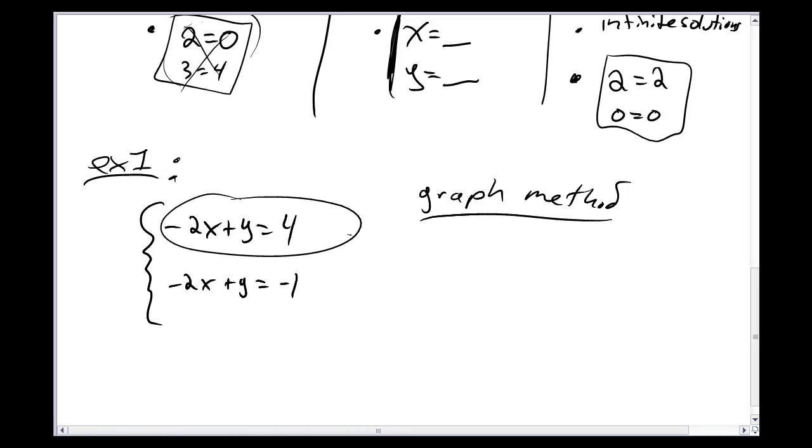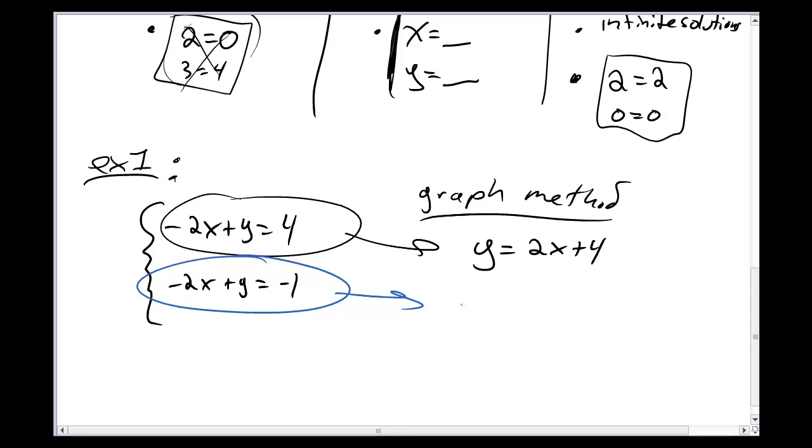I take each of the equations, and I solve it for y. So I'm going to add 2x to both sides and get y equals 2x plus 4. And I'm going to take this second one, solve for y, and get y equals 2x minus 1.